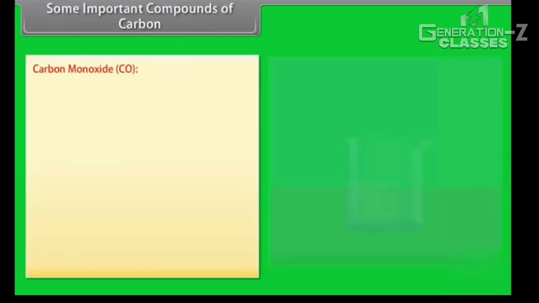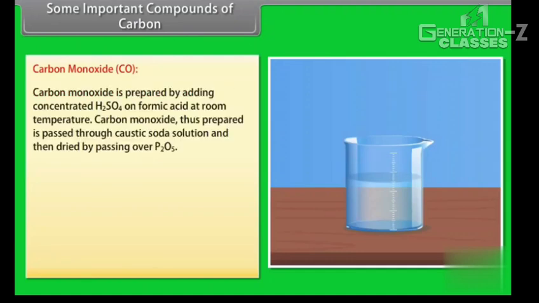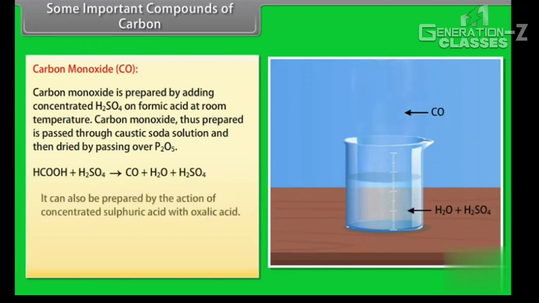Some important compounds of carbon. Carbon monoxide. Carbon monoxide is prepared by adding concentrated H2SO4 on formic acid at room temperature. Carbon monoxide thus prepared is passed through caustic soda solution and then dried by passing over P2O5. It can also be prepared by the action of concentrated sulfuric acid with oxalic acid.